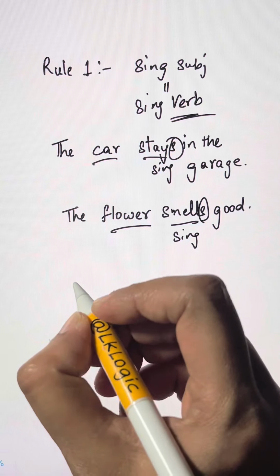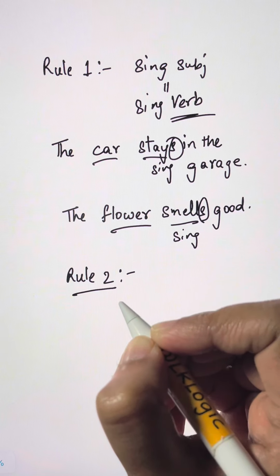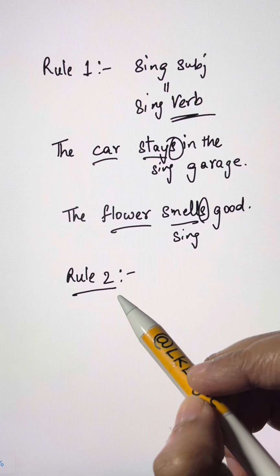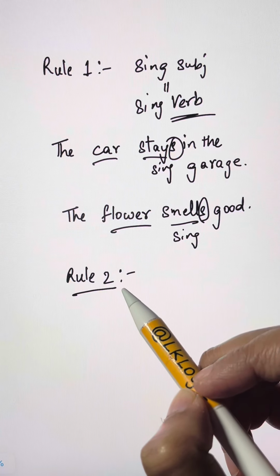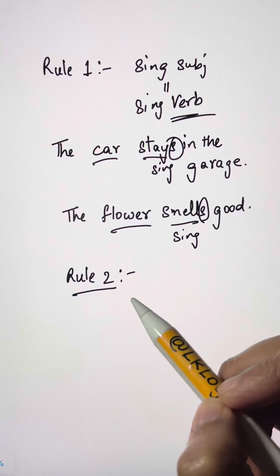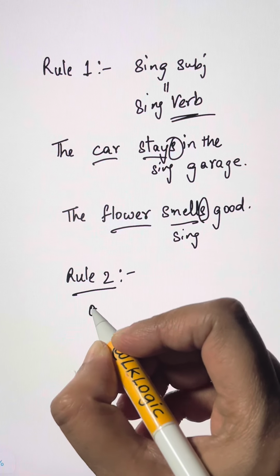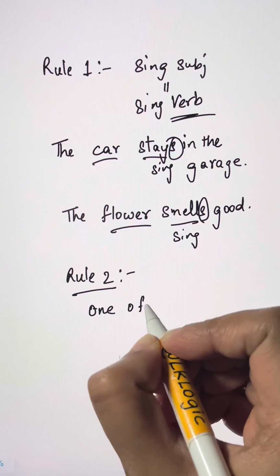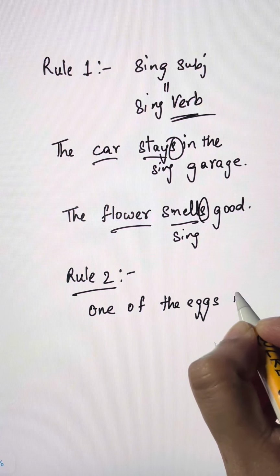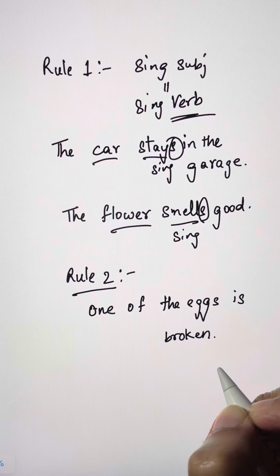Rule number 2. Rule number 2 says the number of the subject, whether it is singular or plural, is not changed by the words that come between the subject and the verb. For example, I'm going to show you the example so you'll understand. One of the eggs is broken.